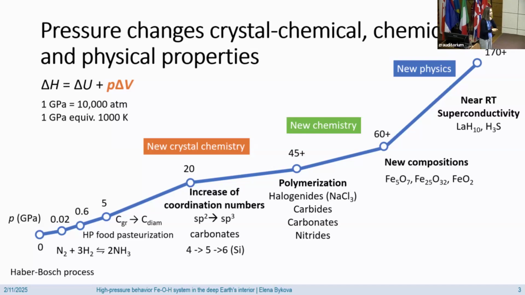And at even higher pressures, you can have very interesting physical properties. The most famous, of course, is superconductivity. For example, in hydrides, you can reach near room temperature superconductivity above 100 GPa.